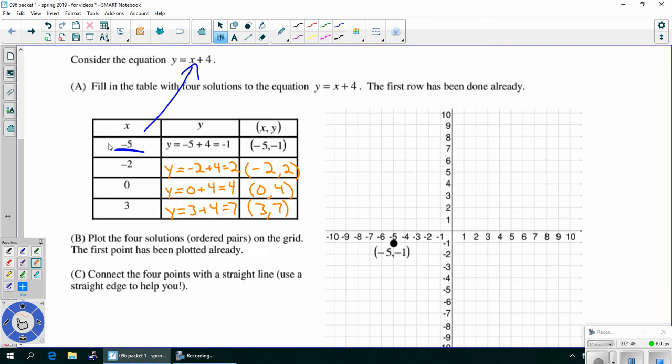So (-2, 2), that's from the origin here. We go 2 left and 2 up right there. (0, 4), so straight up from the origin 4 units, and then (3, 7), so from the origin 3 to the right, 7 up right here.